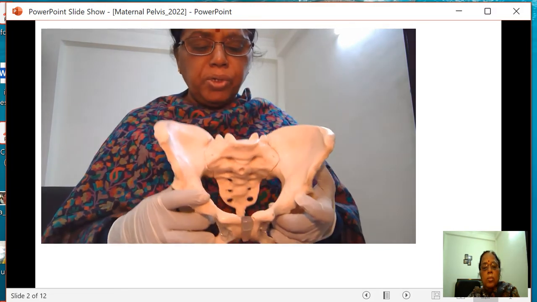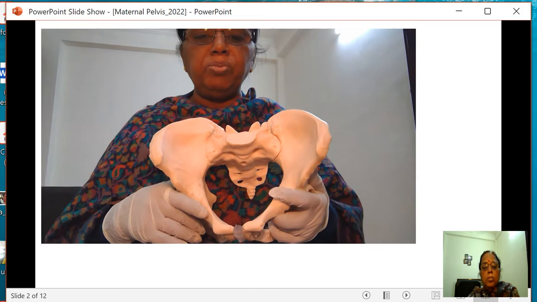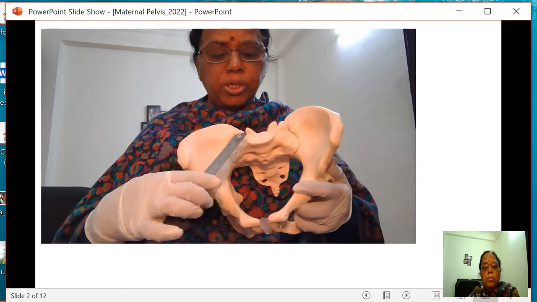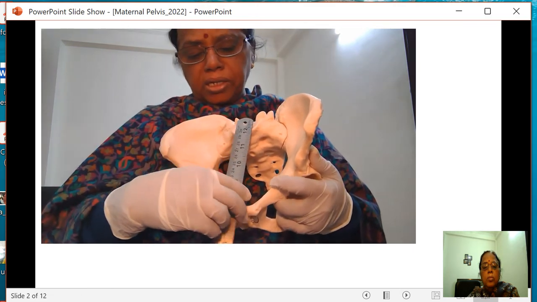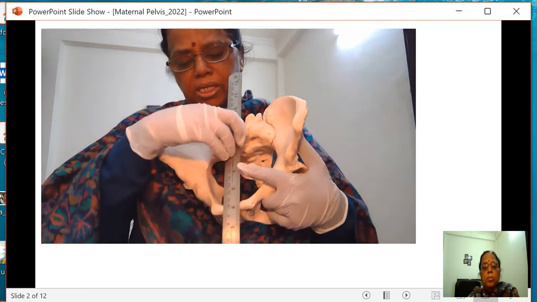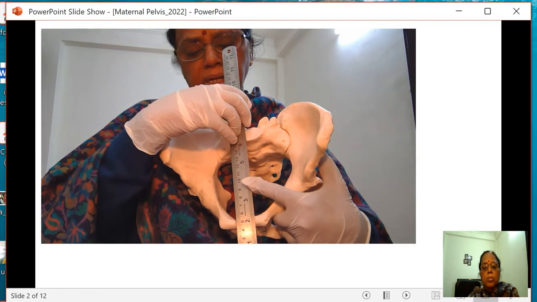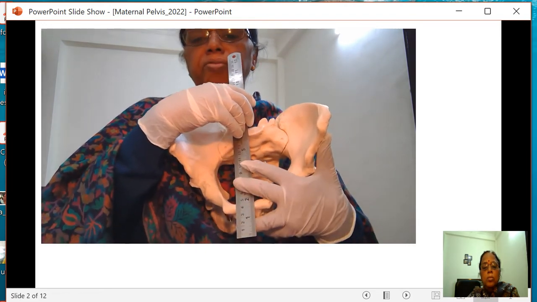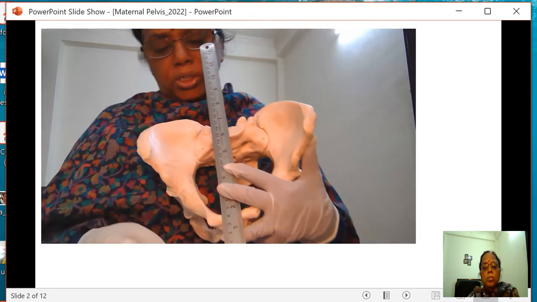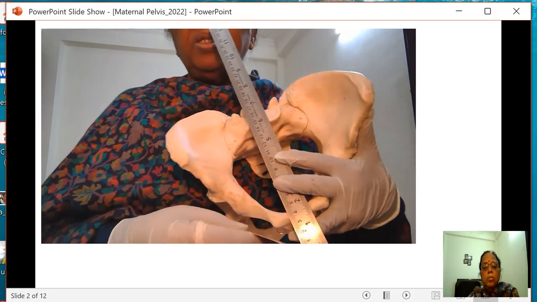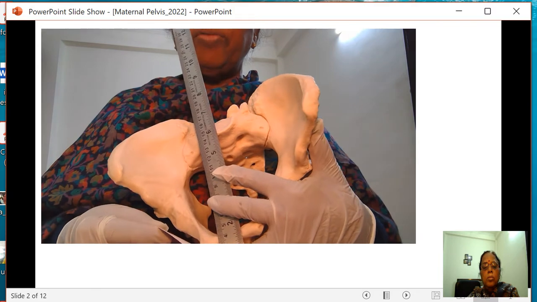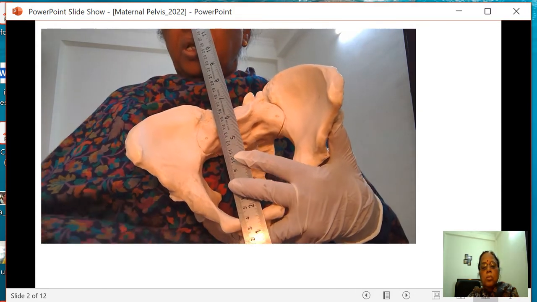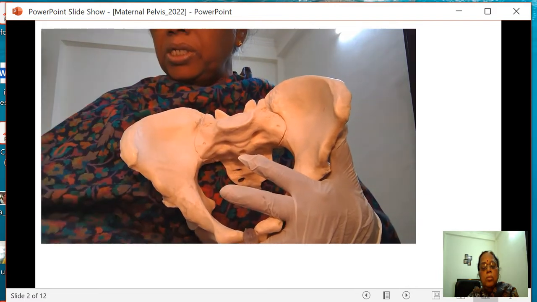Then, as we have already spoken, the pelvis makes a tilt with the horizontal. If we join this inlet and the pubic symphysis, you will see that it makes an angle of around 55 degrees with the horizontal. You can see that the scale is making an angle with this plate. Now, what is the importance of this?